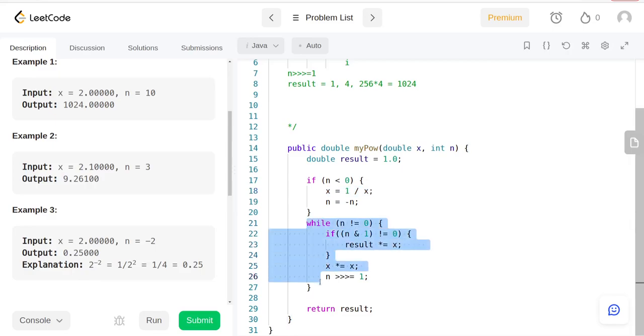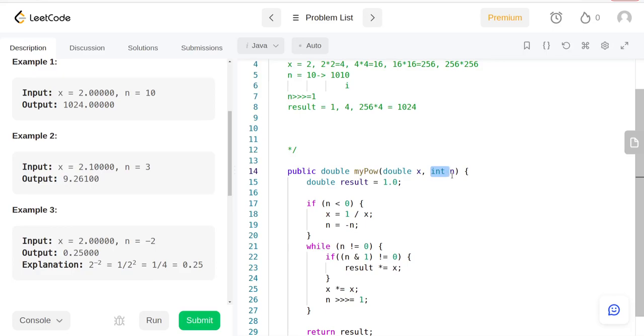Okay, while our n is not equal to 0, as I said, we're going to take the least significant position of n in the binary representation and see if that is equal to 0 or not. If it is not 0, the result is going to get multiplied by x. Regardless of the value over there, x is always going to get multiplied by itself, and every single time we're going to keep moving n to the right by one position, and in the end we're going to return the result. We're not using any extra space.